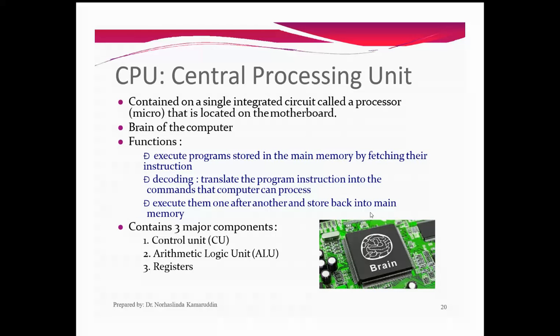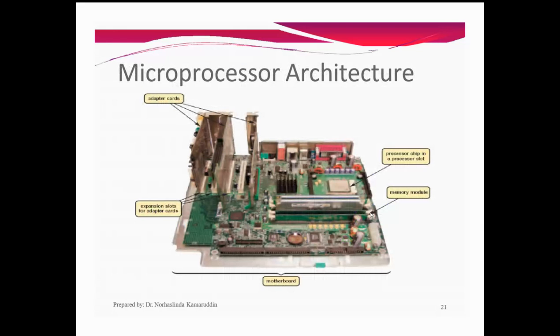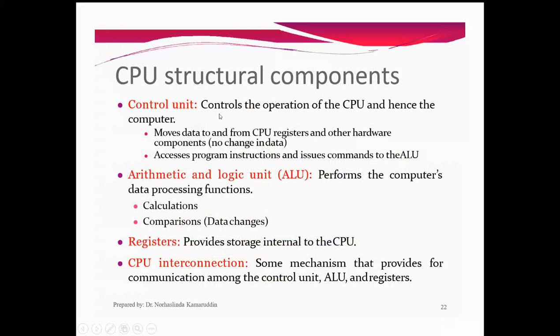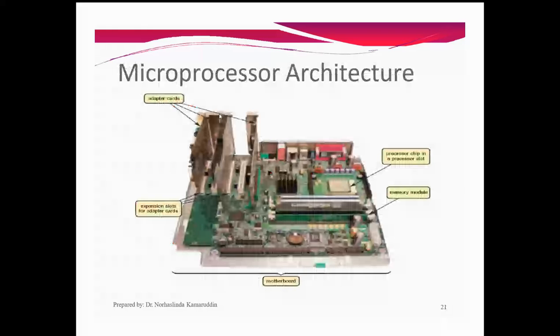In the CPU we have three major components: the control unit, the arithmetic logic unit and the registers. This is a microprocessor. Is a microprocessor the same as the central processing unit? Yes. Currently our processor is more tiny, the module is more tiny. Physically it is tiny, but we require a high-performance processor. Here you can see the expansion slot, the memory module, and then the processor, and all these together are called a motherboard.